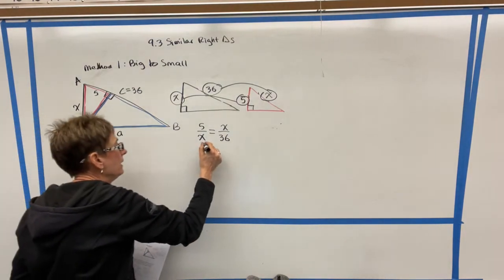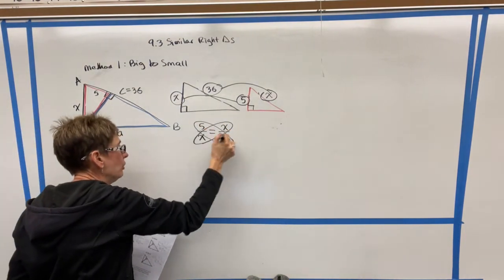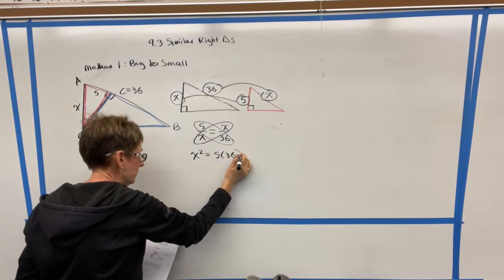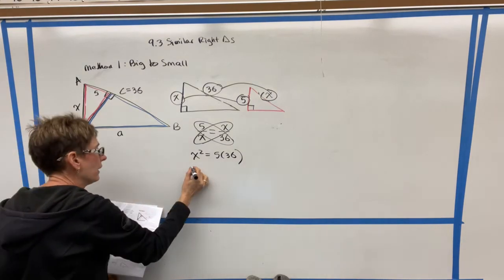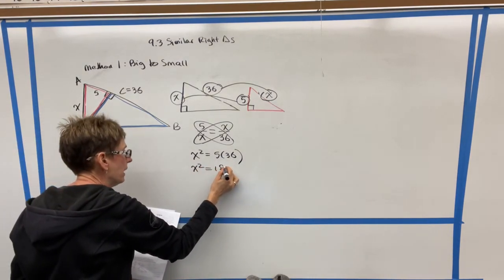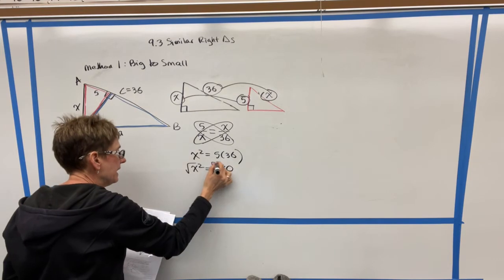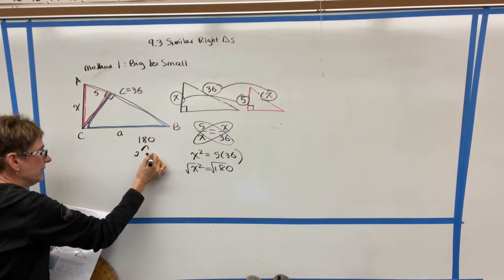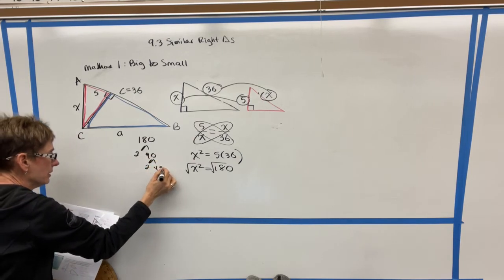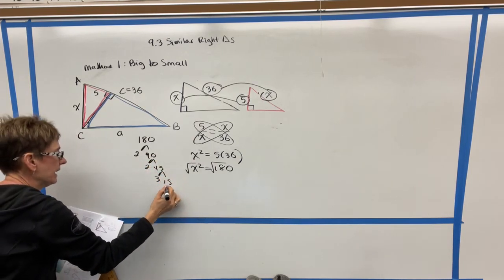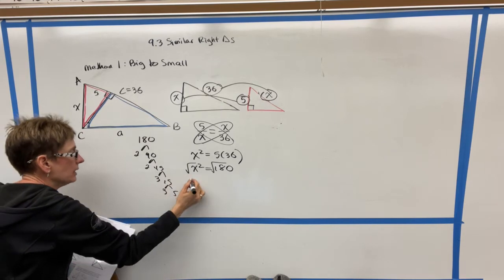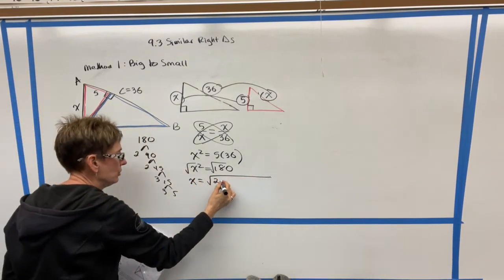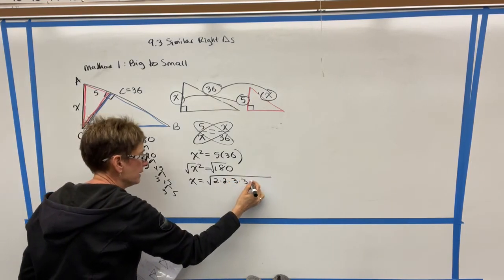All right, when I go ahead and cross multiply, I'm going to have x squared equals 5 times 36, or x squared equals 180. Then I take the square root, and I have to remember to do a factor tree anytime I think there might be pairs. So in this particular case, there are some pairs. So I'm going to have x equals the square root of, it looks like I have 2 2s, 2 3s, and a 5.